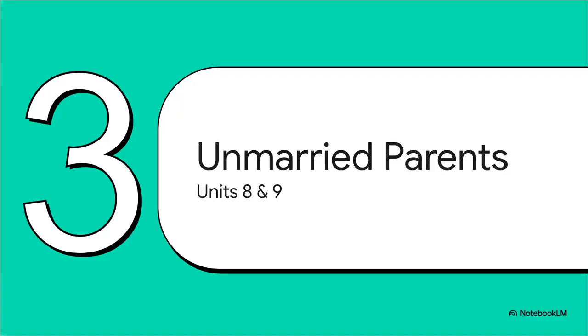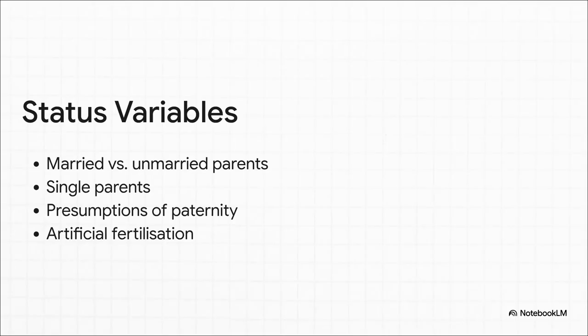Section 3. Unmarried parents and status, covering Learning Units 8 and 9. Here's where we explore how the circumstances of a child's birth alter their legal standing. The law assigns parental responsibilities and rights a bit differently based on real-life scenarios. For instance, the legal status of a child born to married parents traditionally differs in certain administrative and legal aspects from a child born to unmarried or single parents.